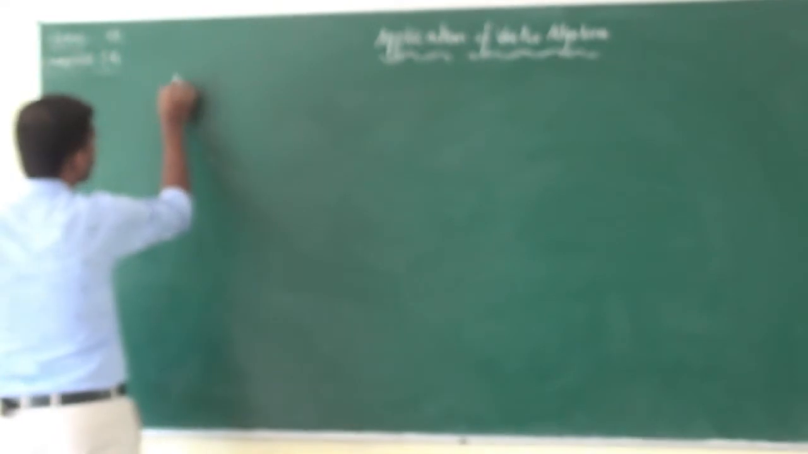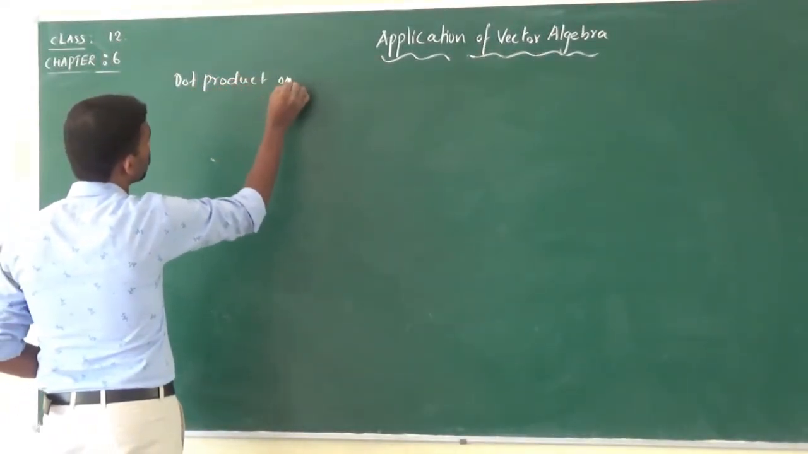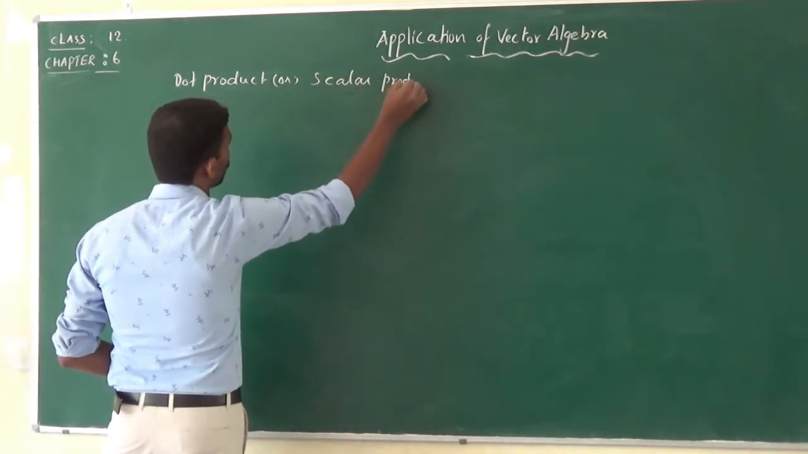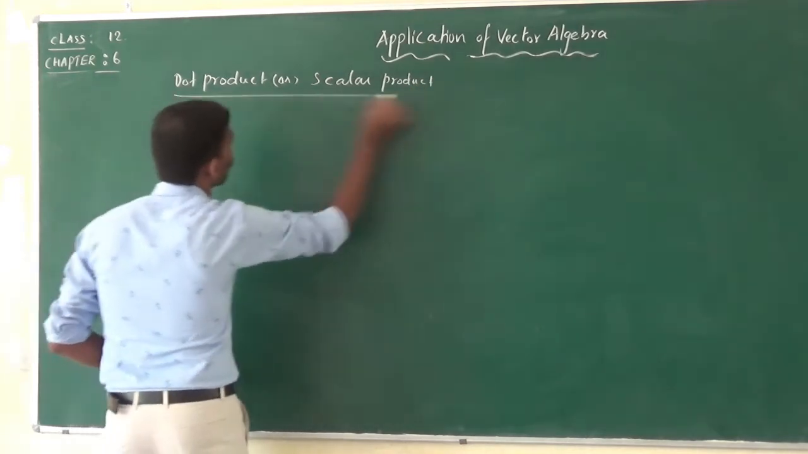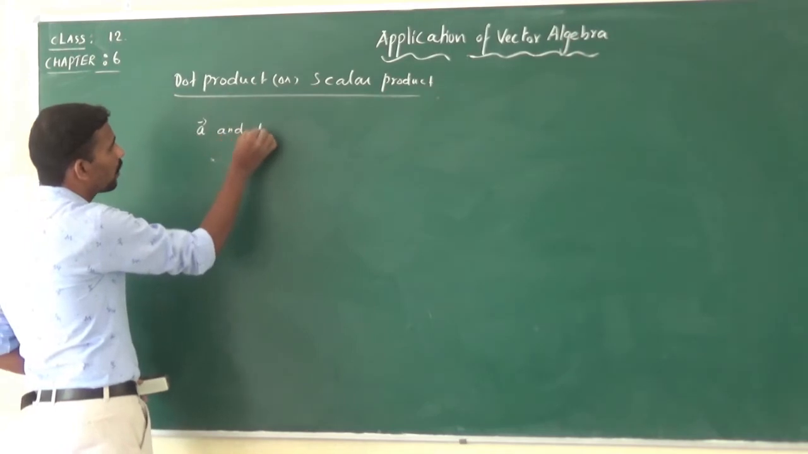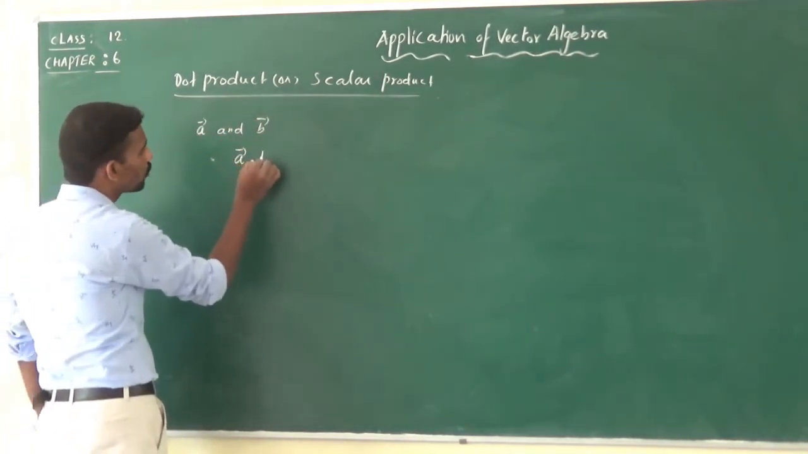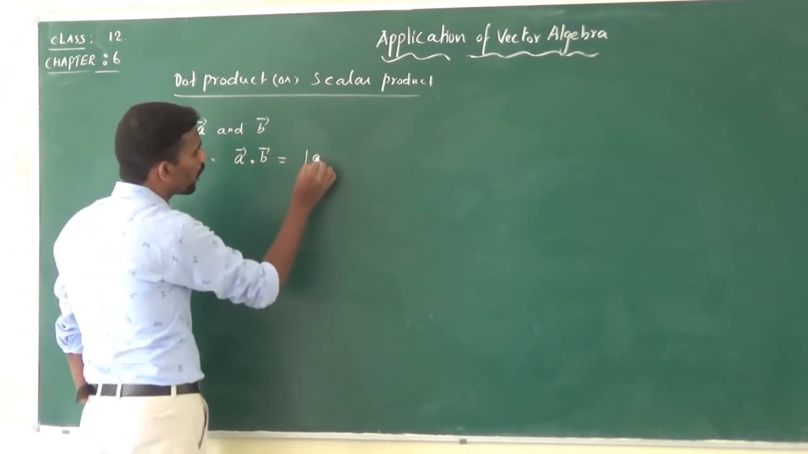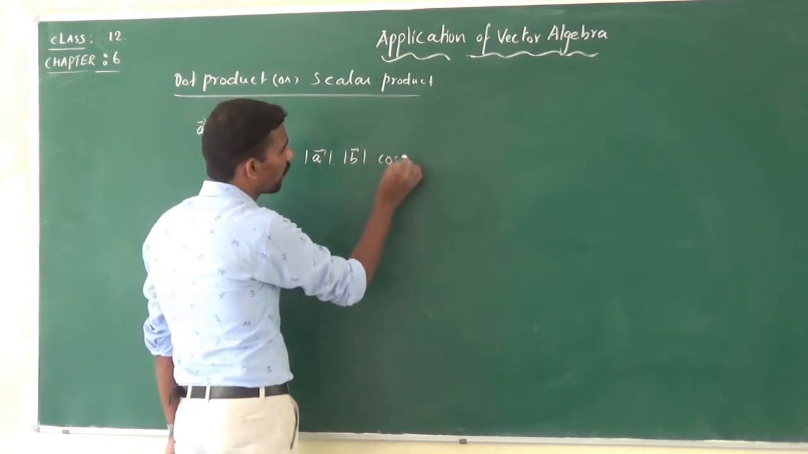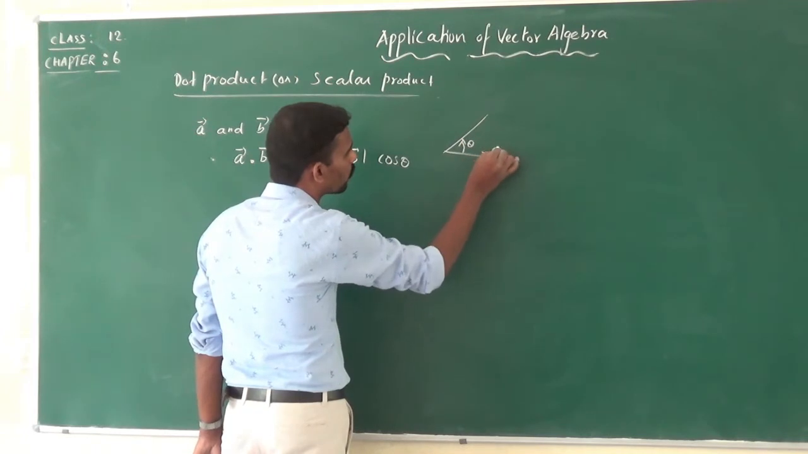One is the dot product, or scalar product. Consider two vectors, A vector and B vector. Now we want to find the dot product between these two. So A vector dot B vector is nothing but magnitude of A vector into magnitude of B vector into cos theta, where theta is the angle between A vector and B vector.